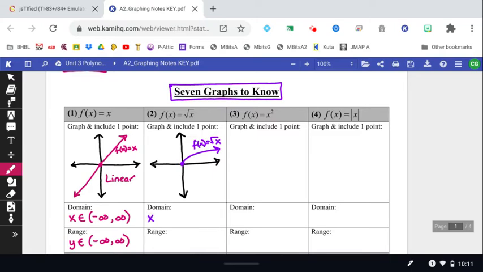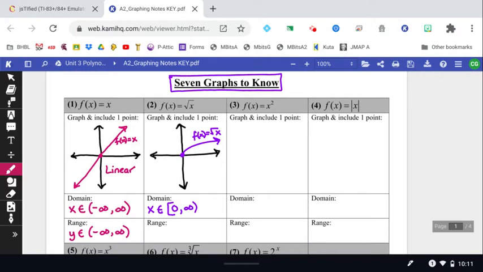So the domain, my set of x's, all my x's go from 0 to infinity. My range, my y values, because I can take the square root of 0 and get 0, my y values are also 0 to infinity.